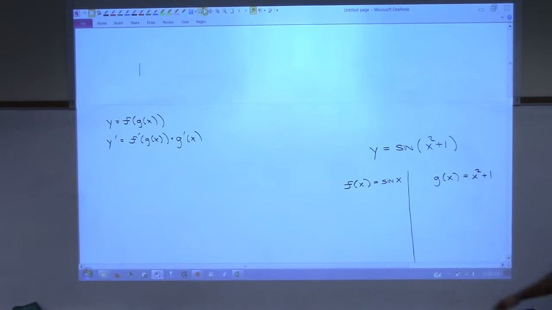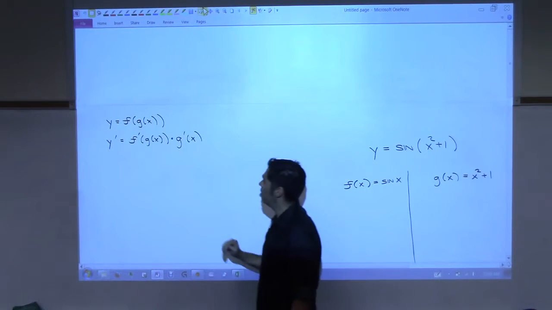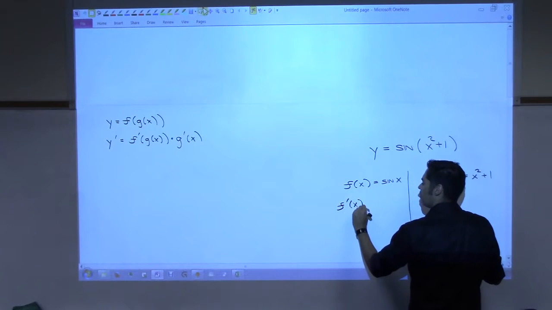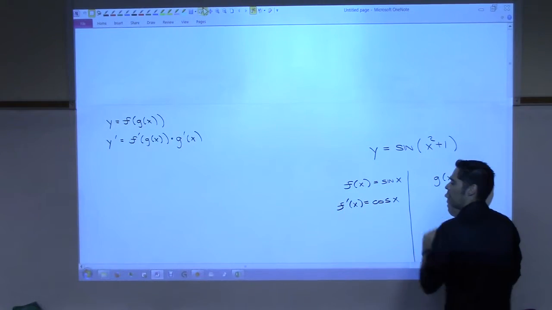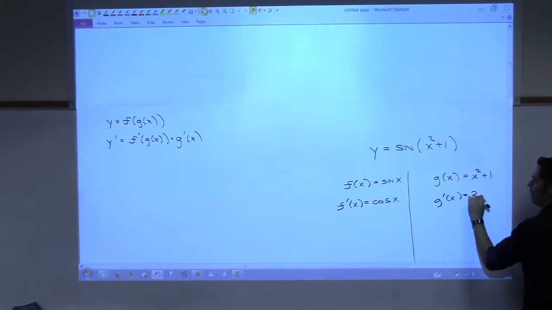In the chain rule, I do need to use the derivative of f, right? And I need to use the derivative of g. So let me take the derivative of each of these. f prime of x would be cosine x, right? And g prime of x would be 2x, right?